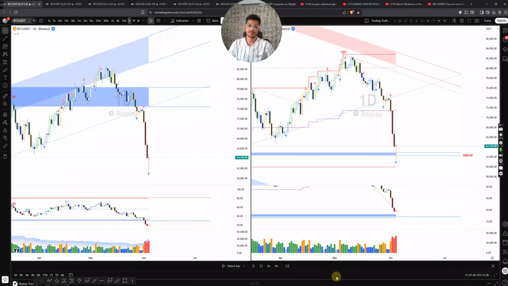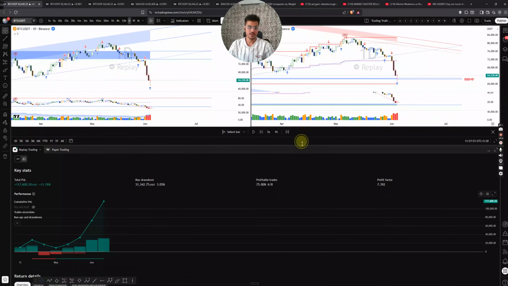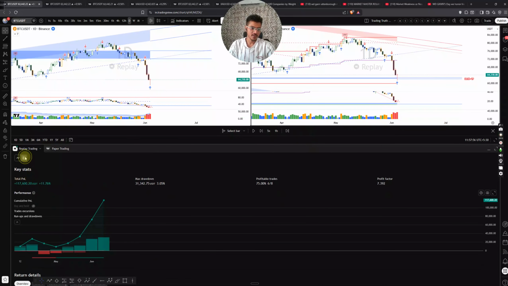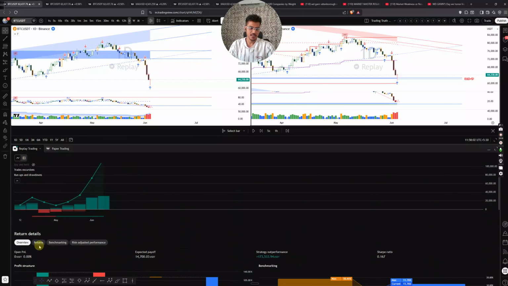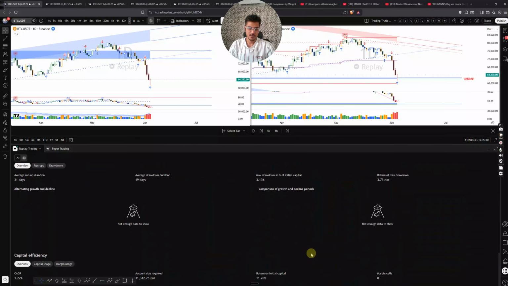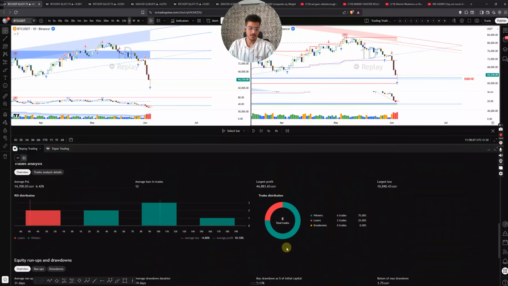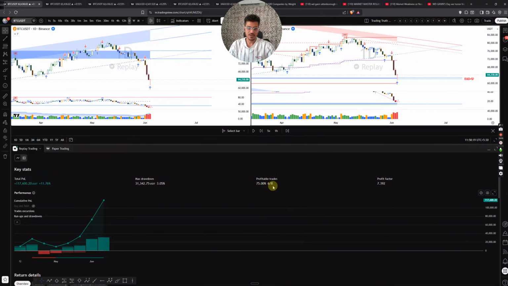So it's basically like $120,000 or something. Okay, so let me show you that. See, $117,000. You can see the list of trades there, right? And you can see this curve. Average bars in trades is that much. Largest profit $44,000. 8 total trades. Win rate is 75%. Profitable trades, actually.